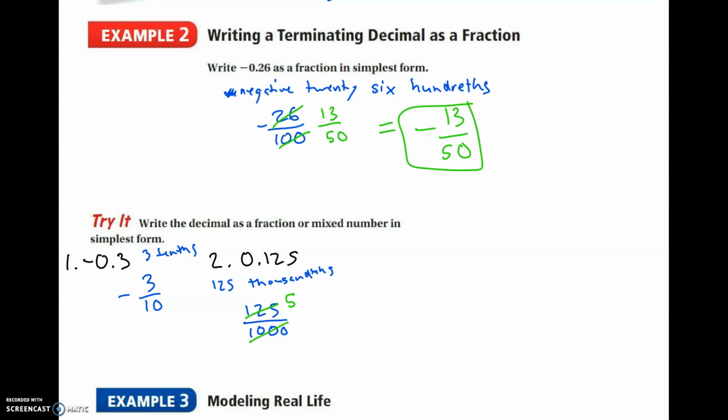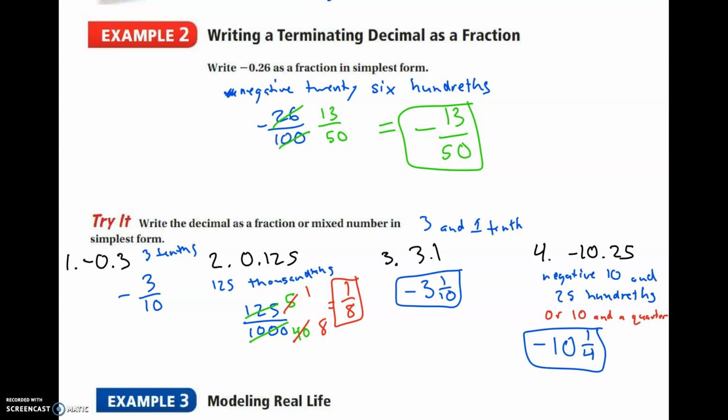Well, we know 5 over 40 can still simplify, can't it? We can use common factors of 5, right? So 1 and 8. So this answer is 1/8. All right, I'm not going to show the work for the next couple, but I bet you can do them both. Go ahead and pause the video and try these too.